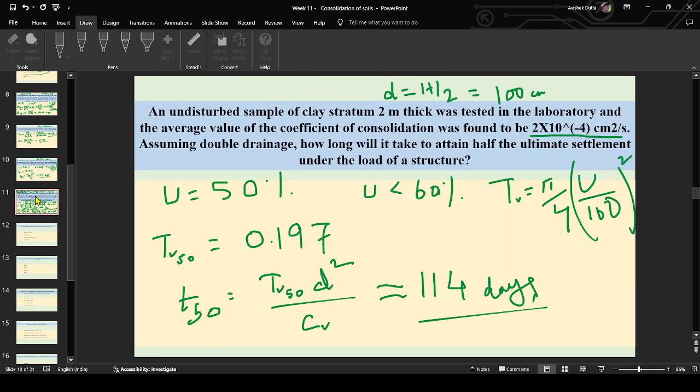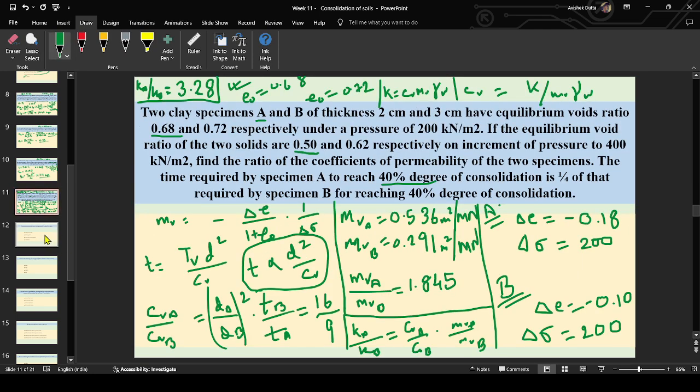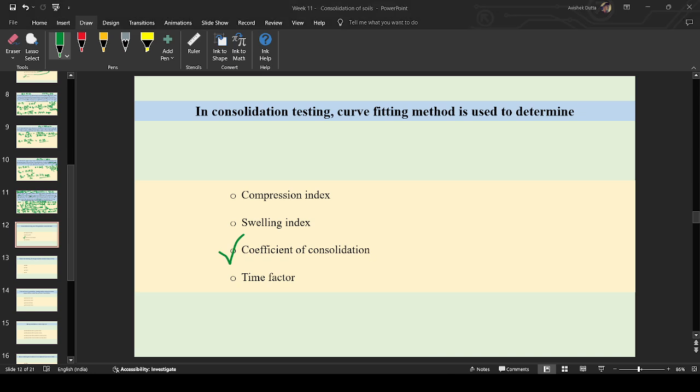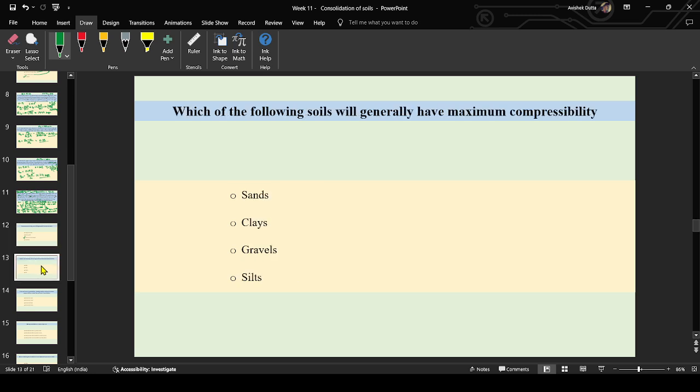So after this, the next question: tell me about the curve fitting method. What do we need to find using the curve fitting method? The coefficient of consolidation, right? Using the curve fitting method, we find out the coefficient of consolidation. Next question: soils having maximum compressibility. Very easy question. Clays. Very good. Clay has the maximum compressibility among all the given soils.